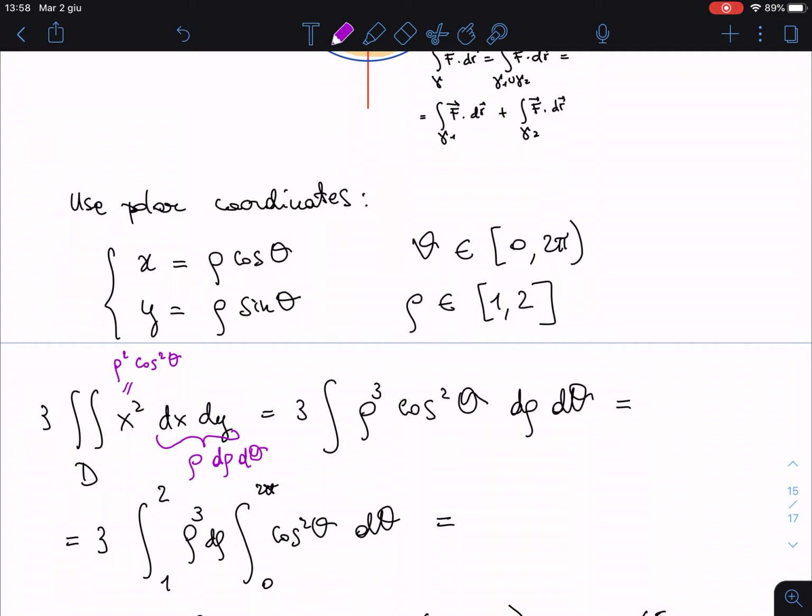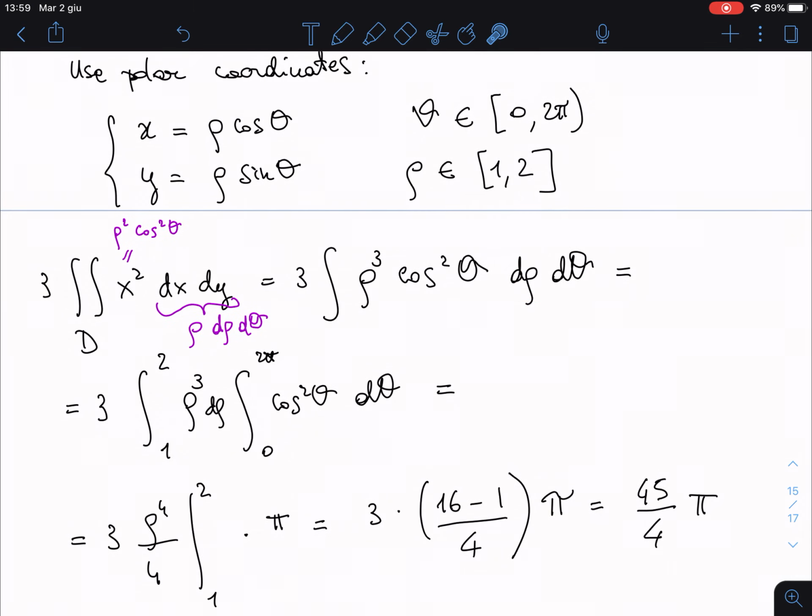You can also see it by dimensional reasons. Here you have a length squared, and if you keep only d rho d theta, you just have one length, so you have to add another one. This is just a qualitative reason, but the deep reason is given by the formula of the change of coordinates in multiple integrals. So you have 3 rho cubed, because rho squared times rho gives rho cubed, cos squared of theta, d rho d theta. And so here we have 3 rho cubed d rho, cos squared of theta d theta.